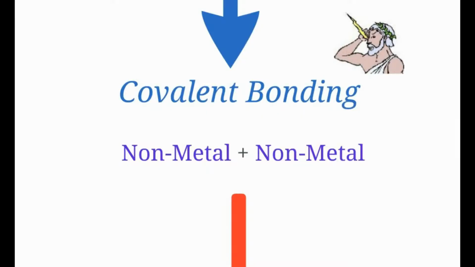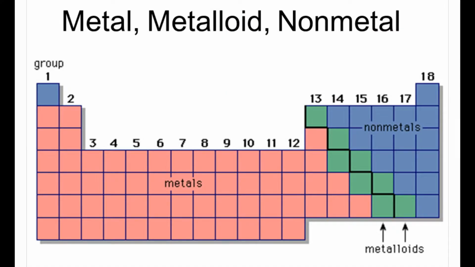So covalent bonding we're going to talk about today. Non-metal, non-metal. Guess what non-metals are? They don't include metals. No metals whatsoever. So this whole section right here that I just outlined, those are all metals. We are not including them in this. We're talking about hydrogen, and everything above that stair-step line is a non-metal.